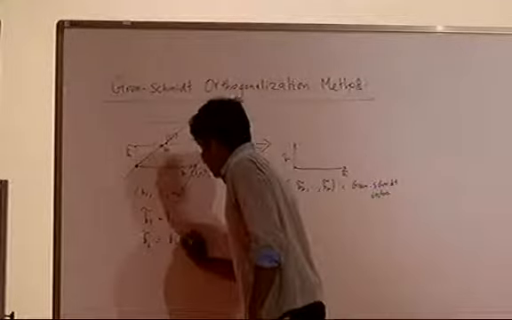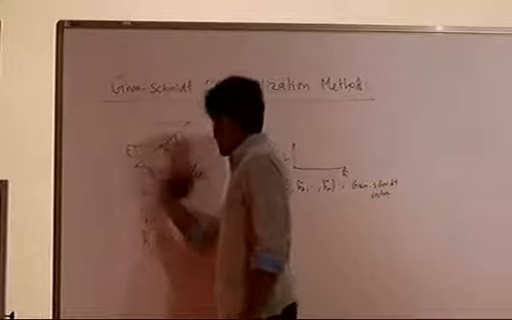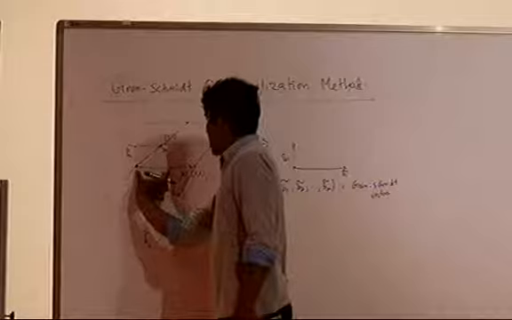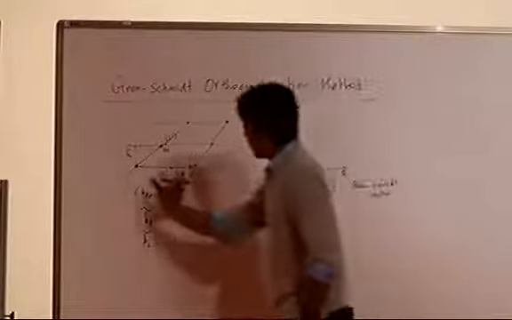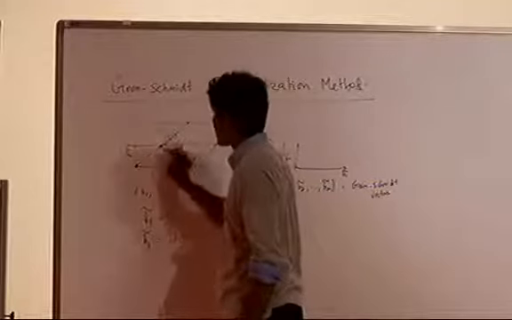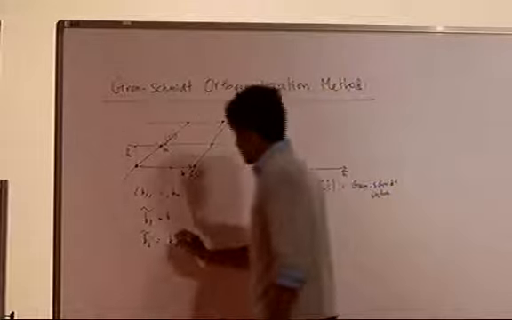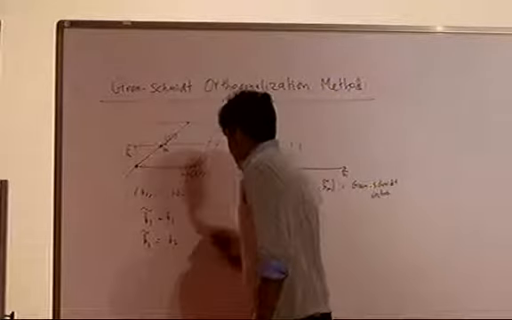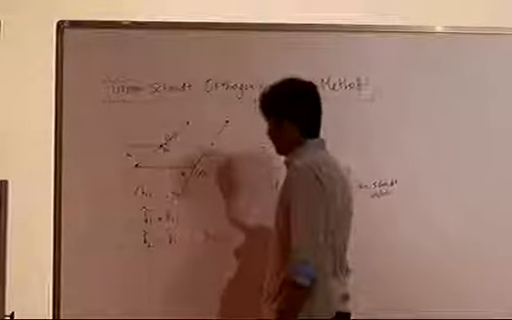Well, I'm going to take B2 and subtract. I can write B2 as the sum of this and the vector in the direction of B1, so I just subtract this vector in the direction of B1, right? And in fact, this vector in the direction of B1 is a projection of B2 onto the space spanned by B1. So B2 tilde is B2 minus a multiple of B1.